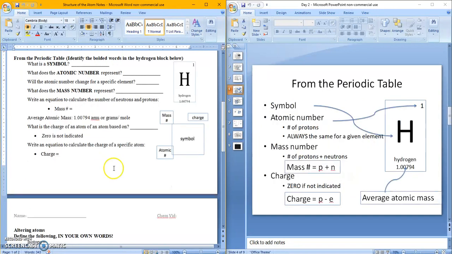Okay? Alright, so on the periodic table you have the symbol up there, we have the mass and the name and the protons and everything like that.